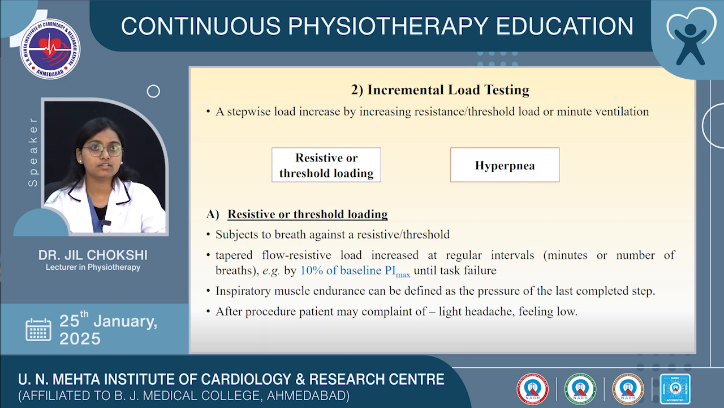For this test, the subject has to breathe against the resistance or threshold. The resistance load increases at a regular interval, in minutes or number of breaths. As the resistance increases, flow is tapered. For example, you can start with 10% of baseline PImax until the task failure. The inspiratory muscle endurance can be defined as the pressure of the last completed step before the task failure. After the procedure, the patient may complain of light headache or feeling low.